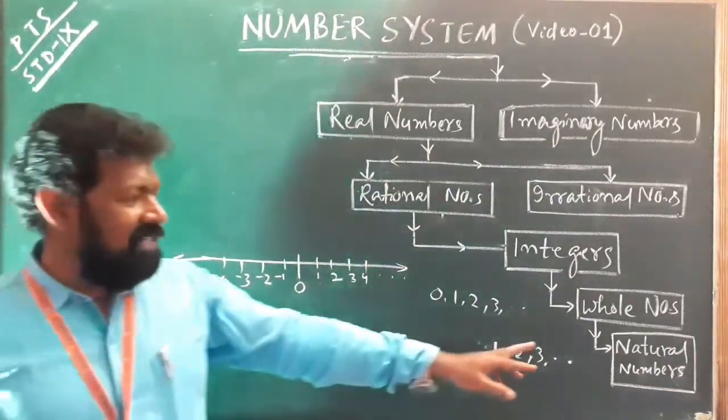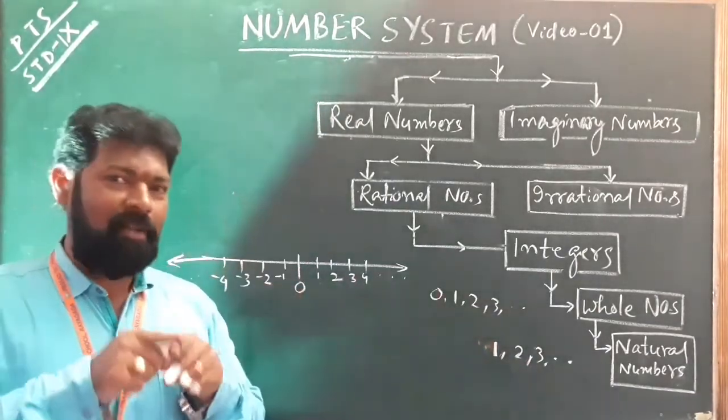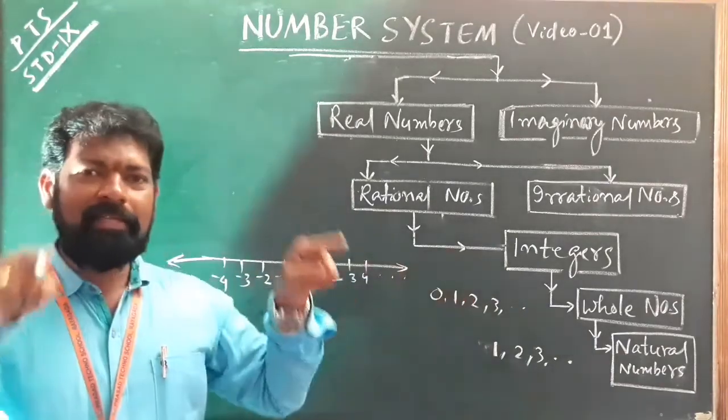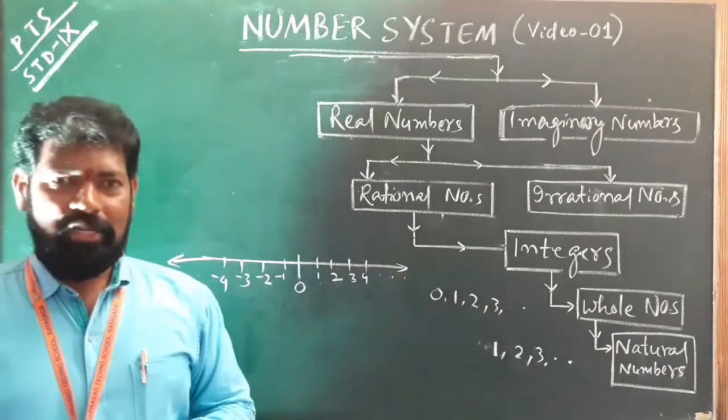If you consider a natural number as a letter, then a whole number will be its envelope, and similarly if a whole number is a letter, then an integer will be its envelope. Similarly, integers come under rational numbers.